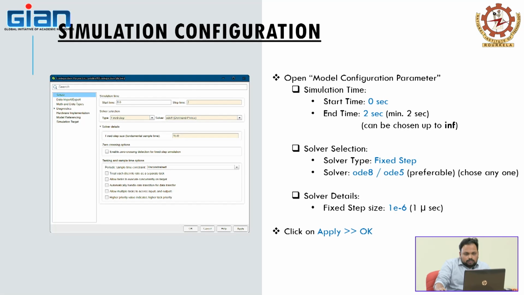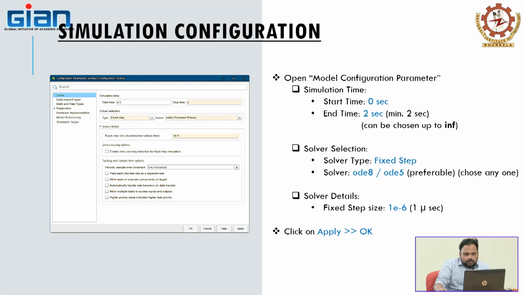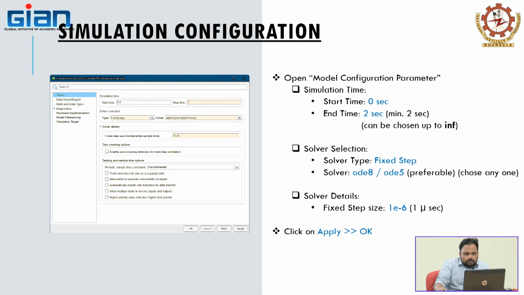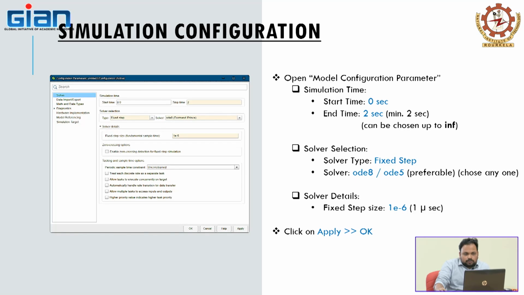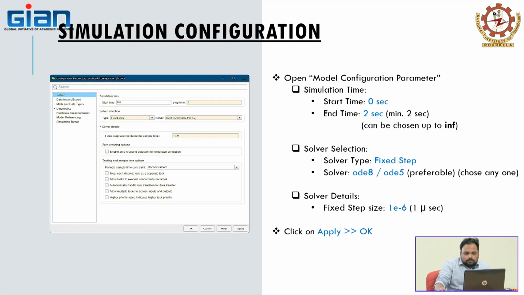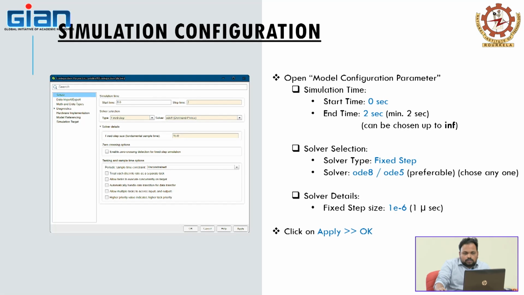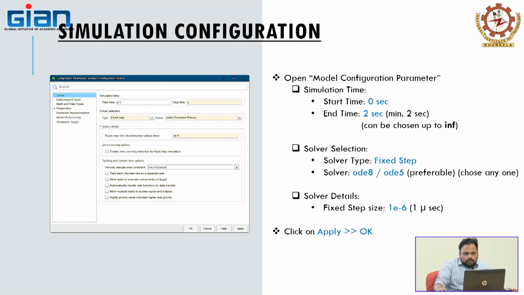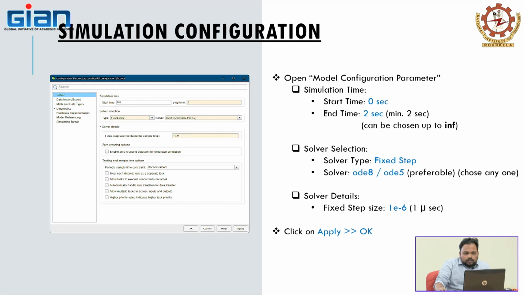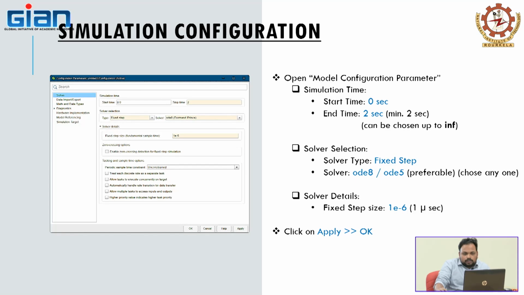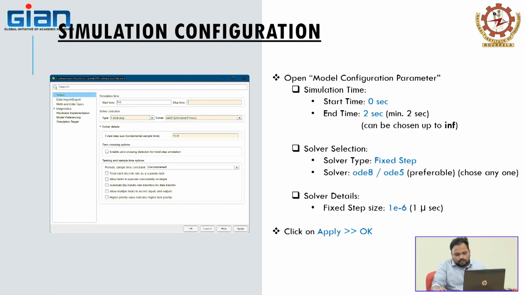Another important thing you have to keep in mind is that the solver should be fixed step. There are two types of solver: fixed step and variable step. Here we are choosing fixed step, and the solver can be any, but for this simulation we are taking only ODE 8 and ODE 5. And after setting the solver, we have to check the step size. We are taking it here as 1 microsecond.